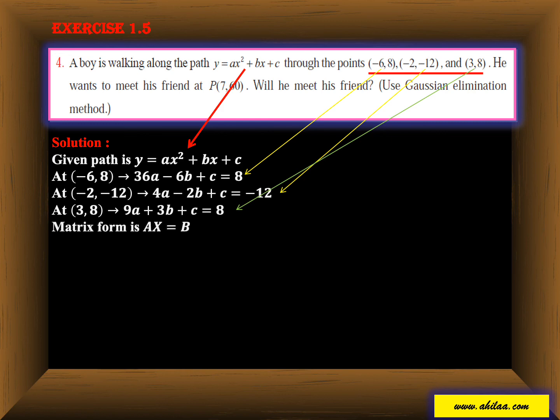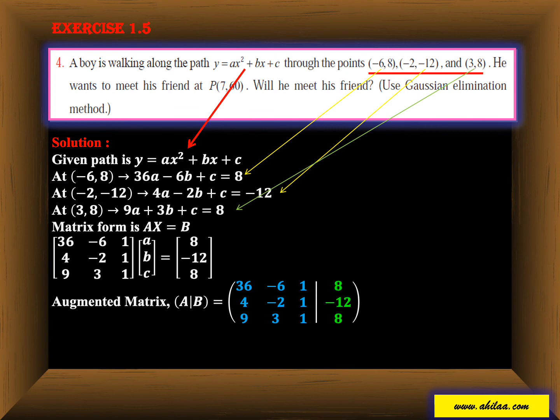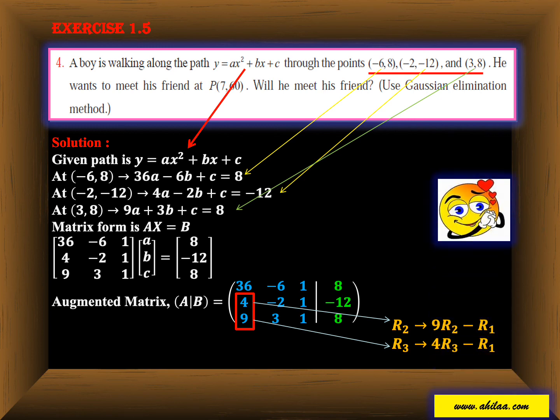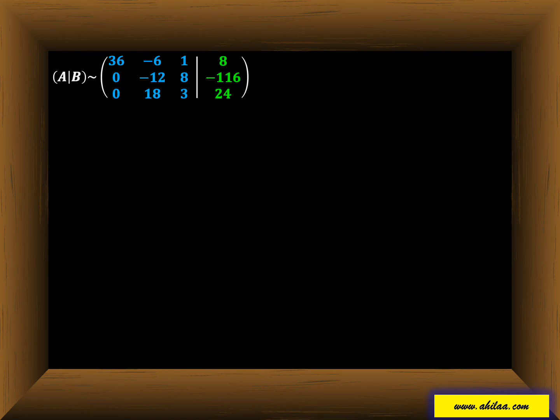Now in matrix form, AX equal to B. Collect the coefficient matrix, constant matrix, variable matrix, and get the augmented matrix [A|B]. Now I go for making A21 and A31 to be 0 using the first row as my pivot row. See what operation I am making: R2 tends to 9R2 minus R1. Similarly, R3 tends to 4R3 minus R1. So our [A|B] matrix is like this.